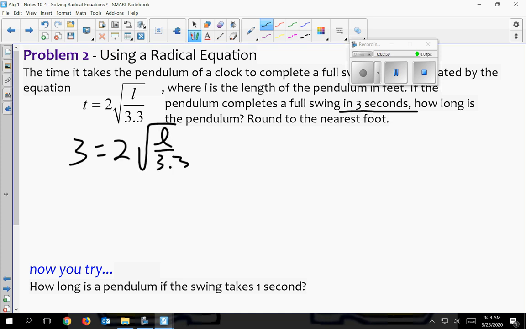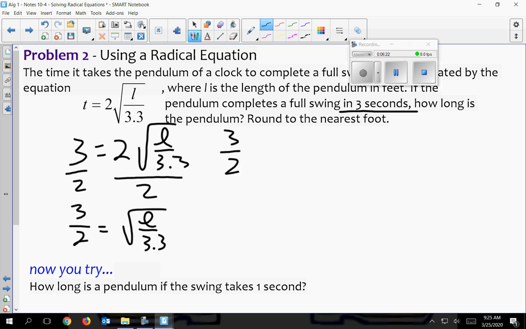Okay, and following the same rules we just did, I'm going to go ahead and isolate the L. Well, first thing I have to do is divide both sides by this 2. So I'm going to get 3 over 2 equals square root L over 3.3. I want to get rid of the radical, so I'm going to square both sides. Once again, that's a step you can do in your head, but you probably want to write it out for this one. I'm going to get 9 over 4 here. The radical goes away over here.